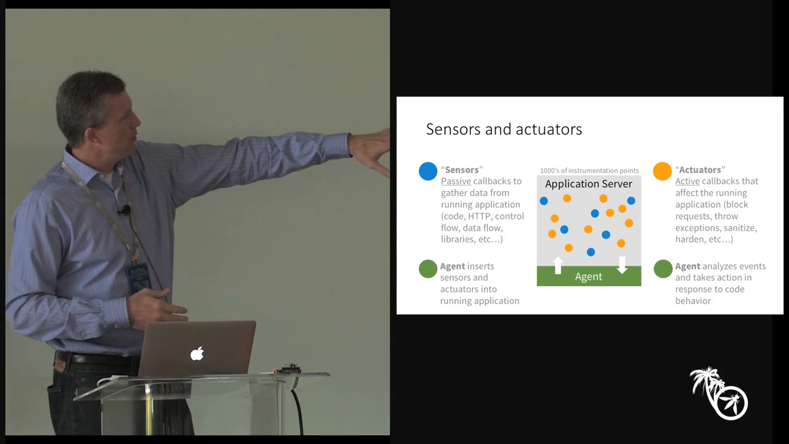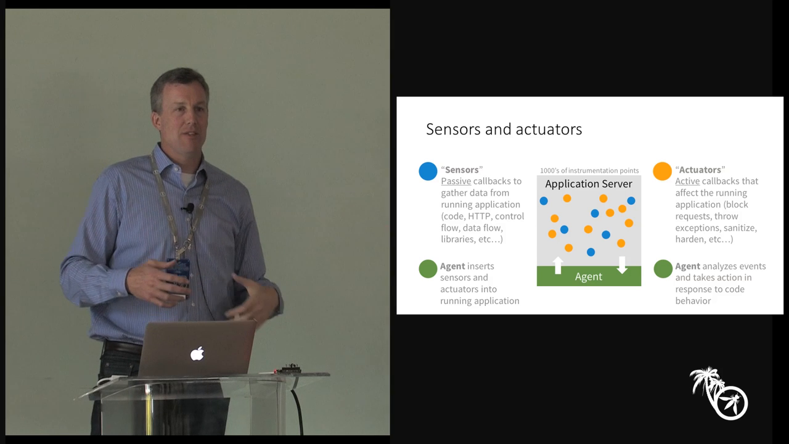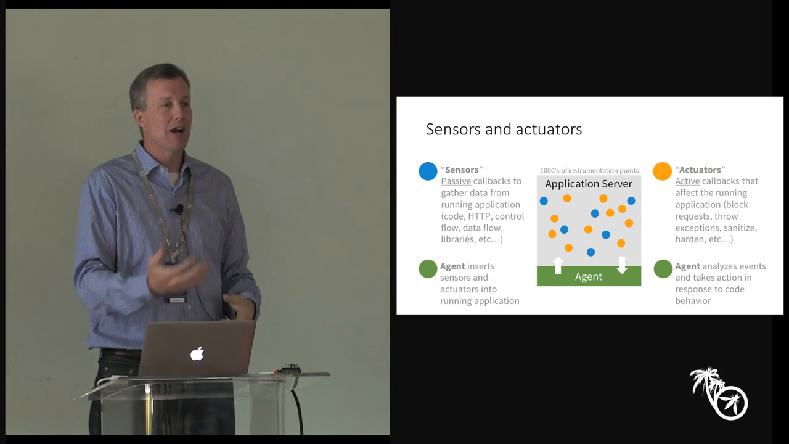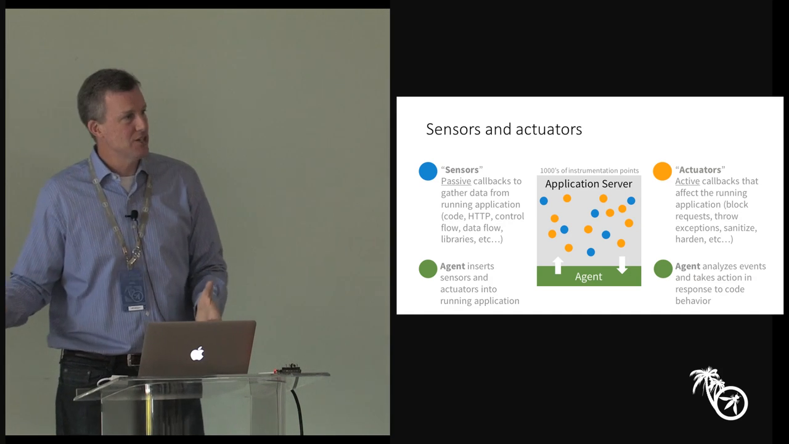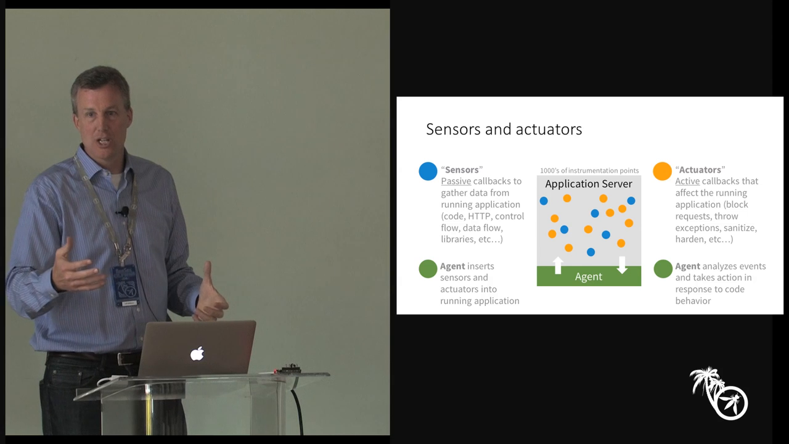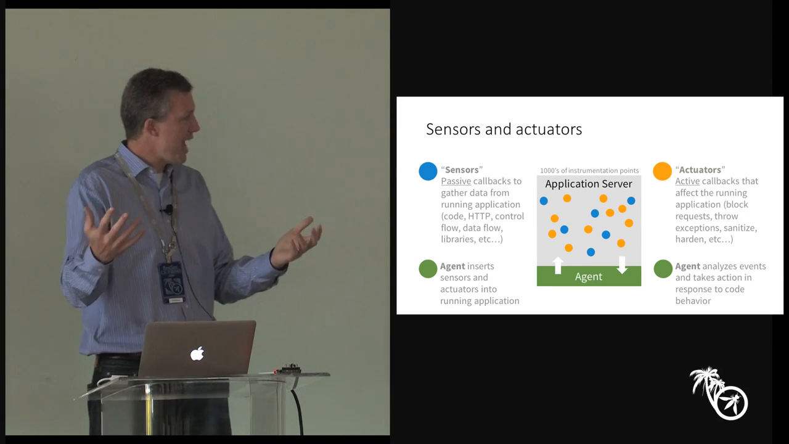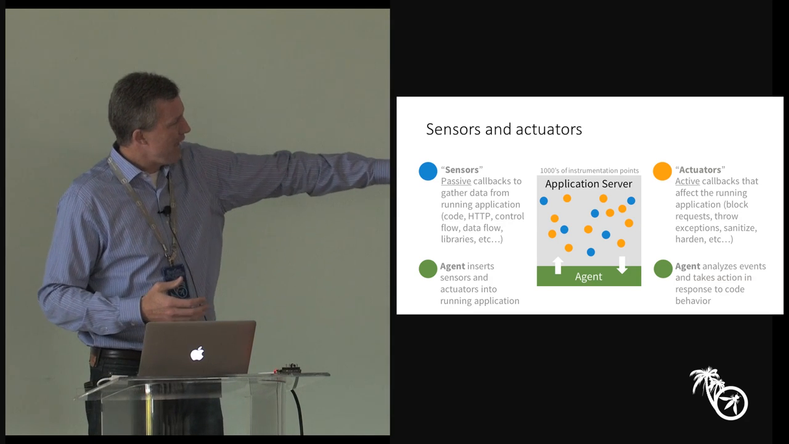So the other thing that we weave in are what I call actuators. These are active callbacks that allow the instrumentation to do something within the application, like block a request, or add logging, or add a security header to an HTTP response. Those kinds of things can also be done with instrumentation. So we've got sensors and actuators. The agent handles them, and then the feedback goes back to the agent, right?